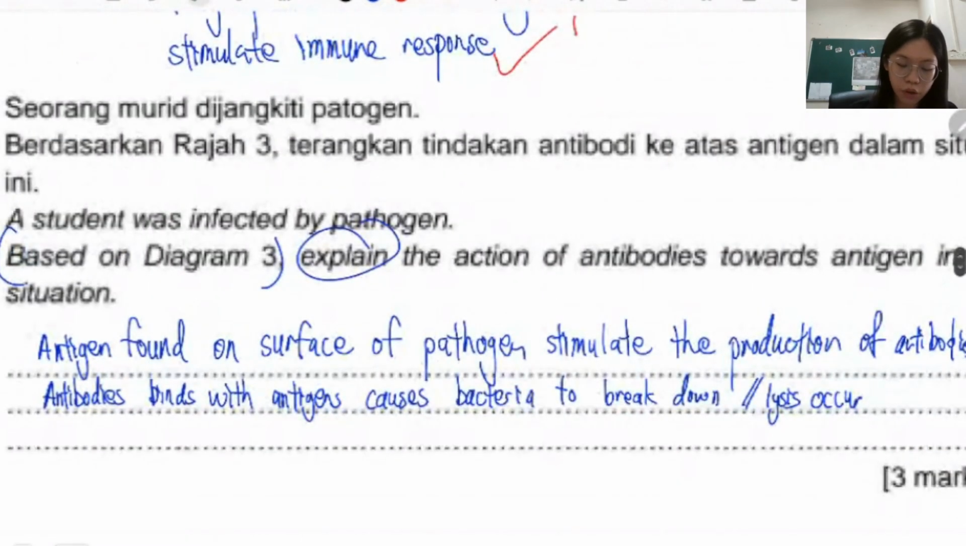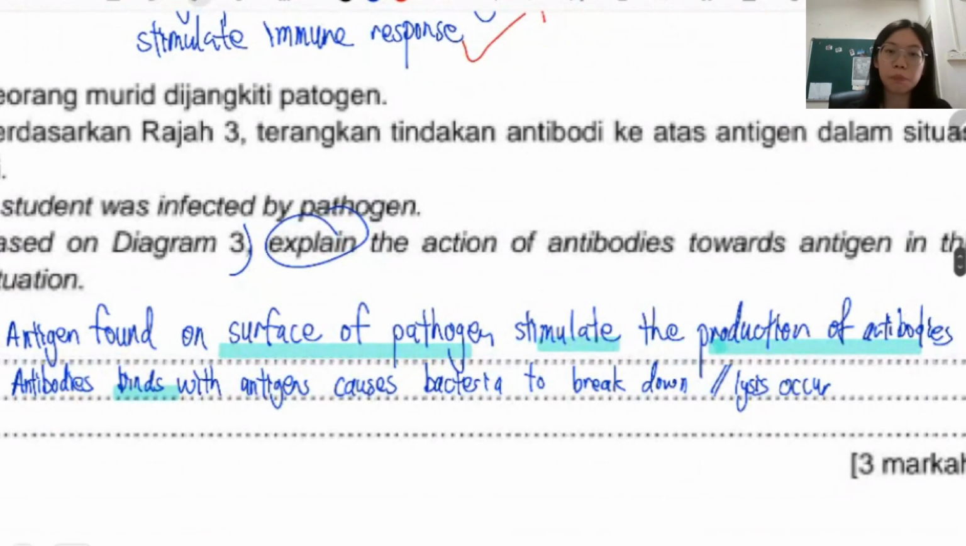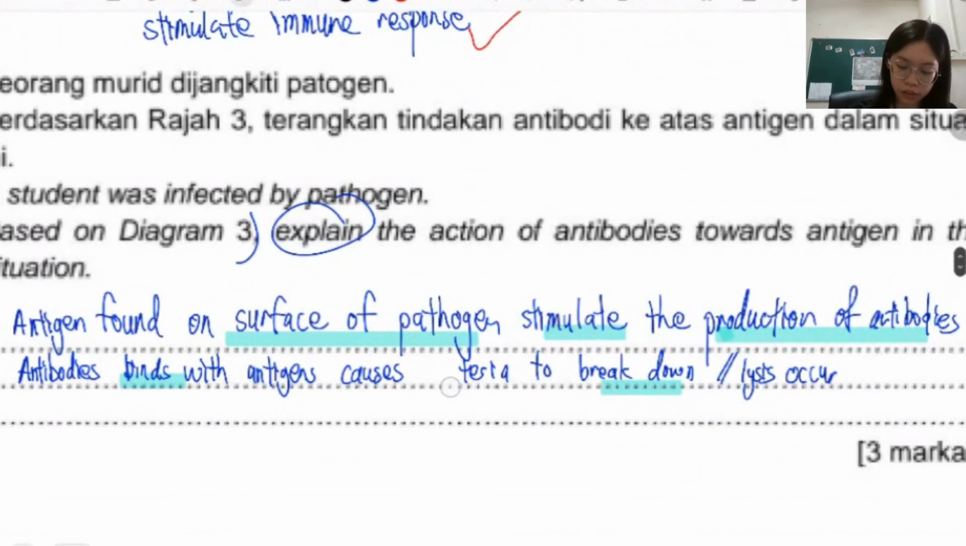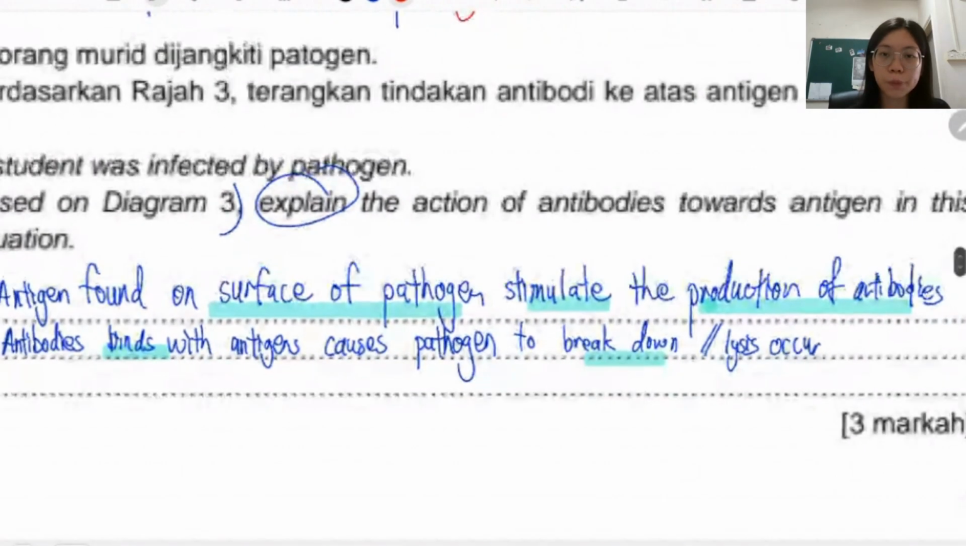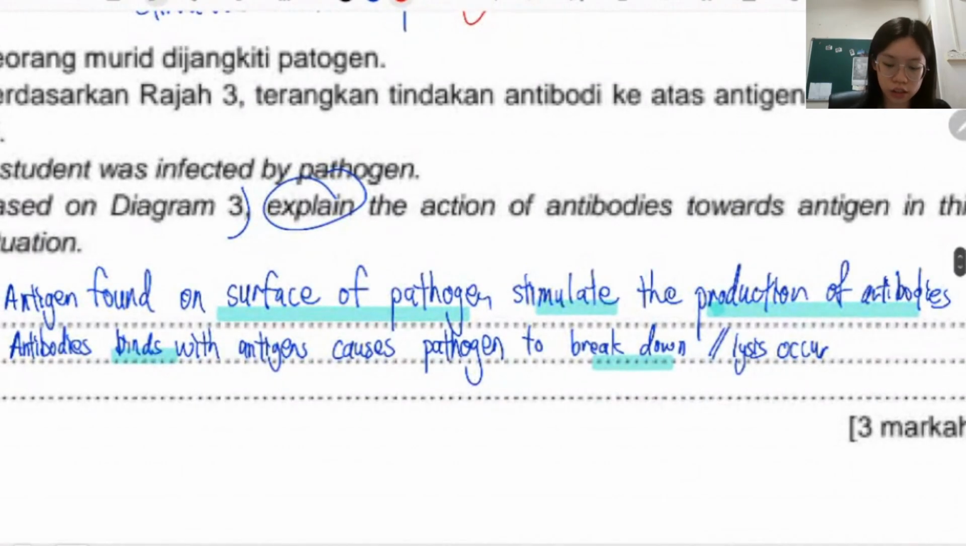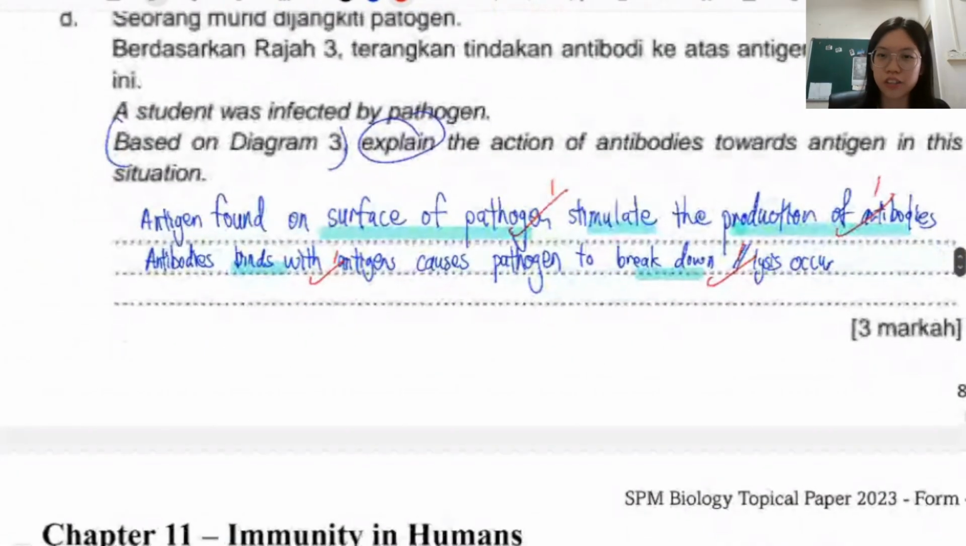So the main point is it is found on the surface of the pathogen, which will stimulate the production of antibodies. So these antibodies bind with it, causing it to break down. So alamak, this one I wrote pathogen. Yeah, you just write pathogen all the way lah, to not confuse the person who marks it. So this is how you get 1 mark right here. This is based on the answer scheme lah. There are more than 3 marks lah. So any 3 points, you get 3 marks.